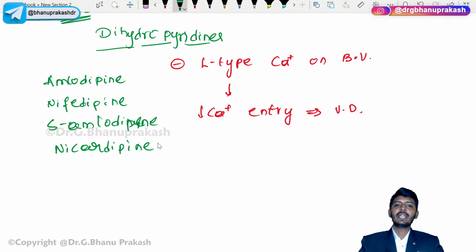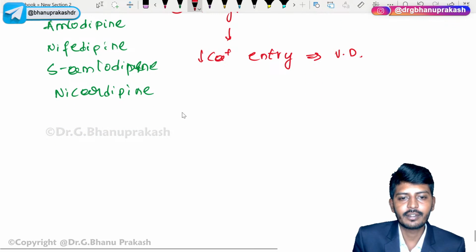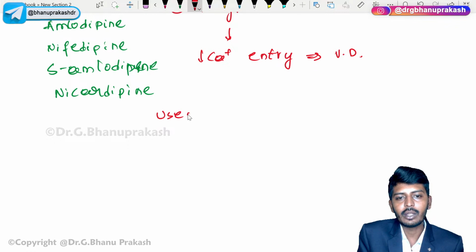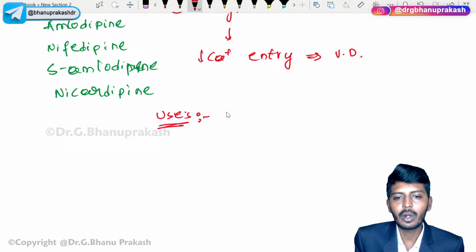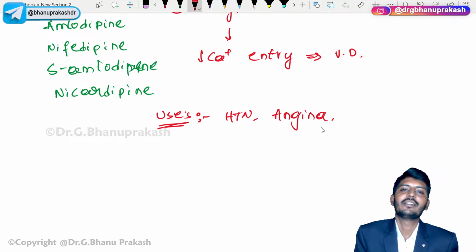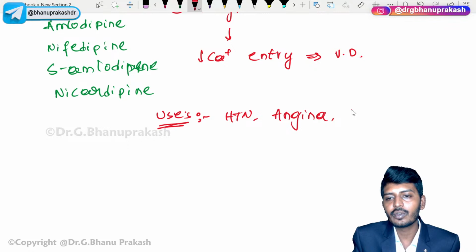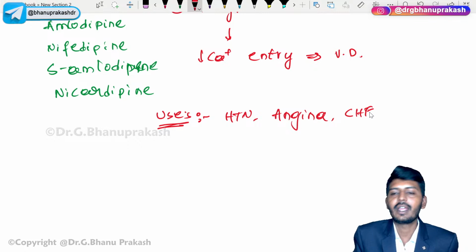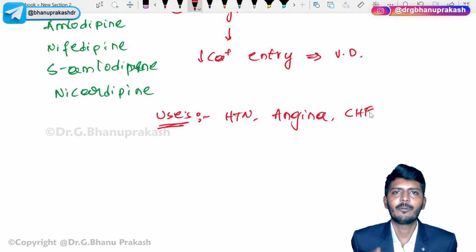Now, when we are speaking of dihydropyridines, first let's understand the uses of this drug. Where can we use them? One of the most important, all of us know, is hypertension. We also use them in angina. Apart from these two, we can consider them in congestive cardiac failure, but not as great first line drugs.